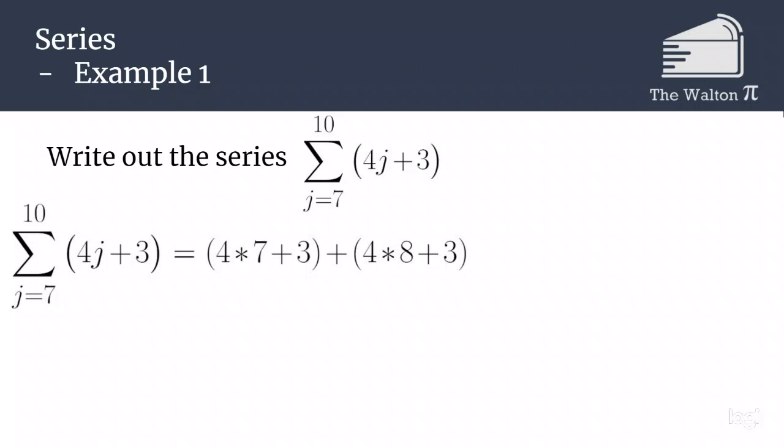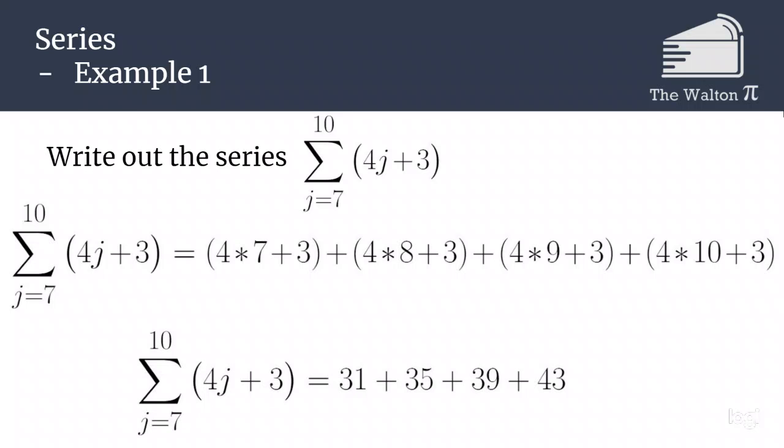8's still not 10, so we're going to add another term. 4 times 9 plus 3. Well, 9 is still not 10, so we're going to add another term. Plus 4 times 10 plus 3. So we are going to have added up all of these terms, and we stop at this one because 10 is the value that we were told to stop with. We can then evaluate this by solving for what each of those numbers are. So 4 times 7 plus 3, that's 31, then 35, 39, and 43. And if we add all of those up, we get 148. So this series is equal to 148.